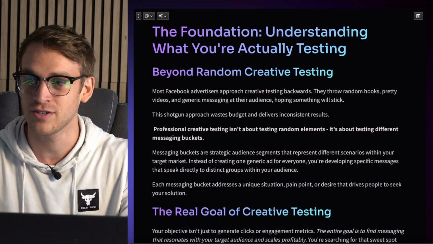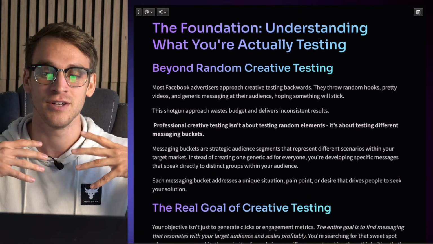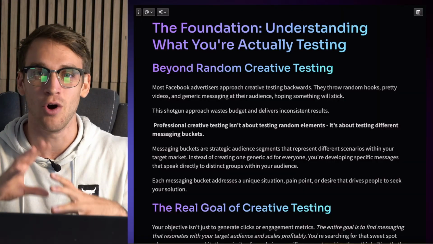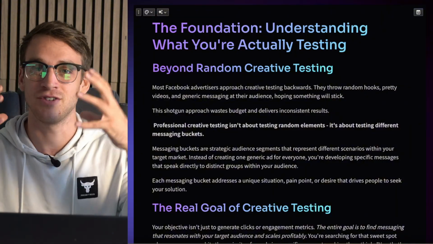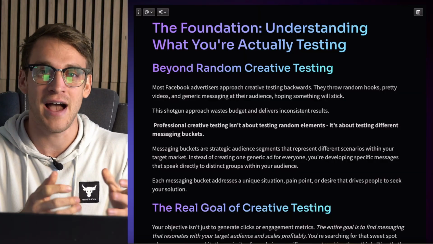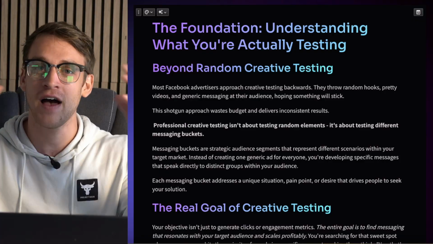All right, so first off, the actual foundation. You need to understand what you're actually testing. Okay, so we want to go beyond just random creative testing, right? A lot of people overcomplicate creative testing or just don't do it in a systematic way. So they just start throwing things at the algorithm, they'll start throwing things at campaigns, and they don't actually iterate off winners, they don't actually pull data from their tests, etc. So all that we're going to clear up today.